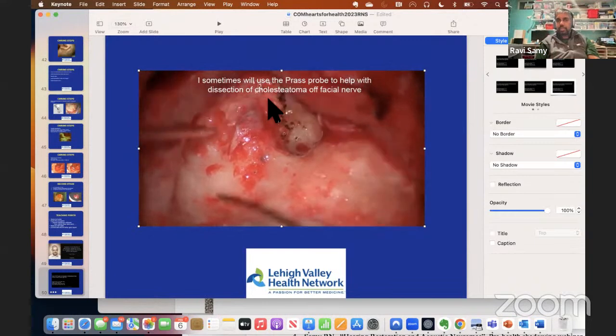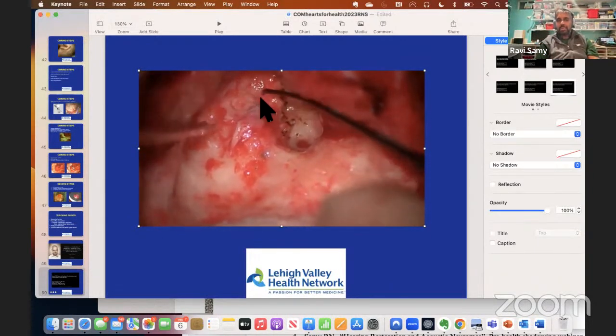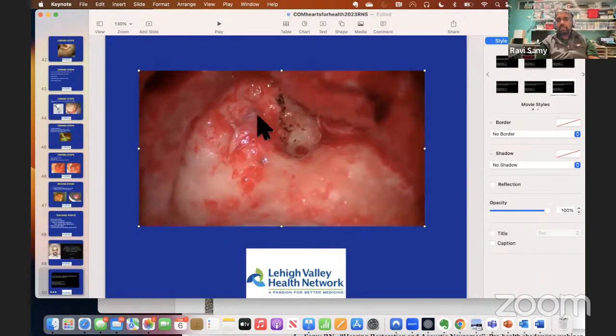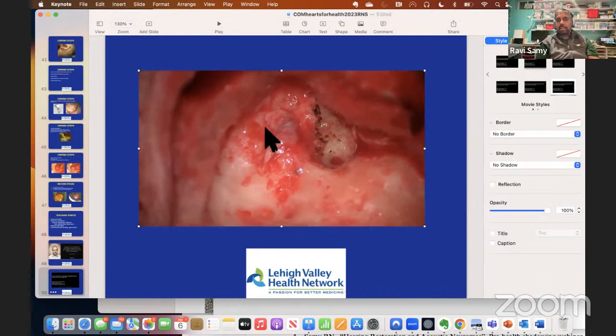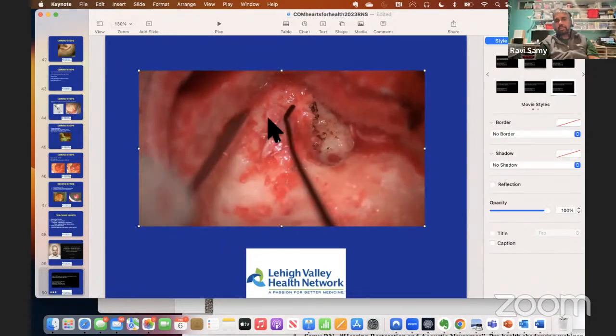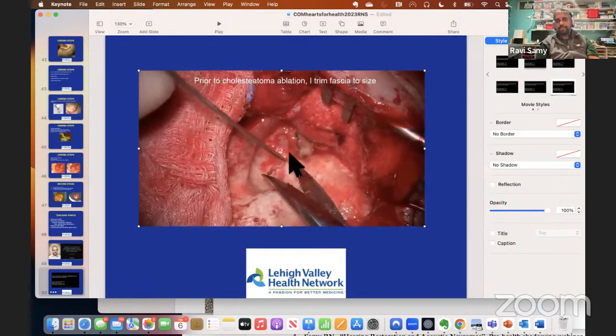Now, this is an instrument called a PRAS probe. It's really neat. What it does is it puts current in. So as I'm dissecting cholesteatoma away from the facial nerve, I want to make sure I don't cause facial paralysis. I want to make sure that I can stimulate the facial nerve and dissect. So sometimes I'll use this to dissect as I'm working.